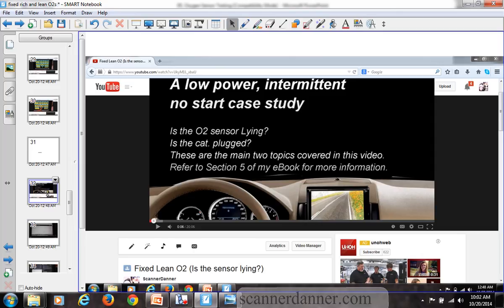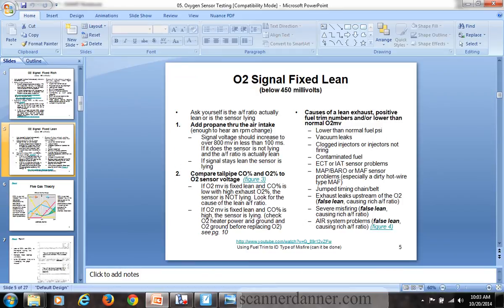Low power, intermittent, no start case study. This one's fixed lean. This is right where we are. So with the fixed lean one, what do we do? This one's a little different. We're not going to make a vacuum leak if it's already lean. We need to add a fuel source. Add propane into the intake. Richen it up. See if you have a reaction.